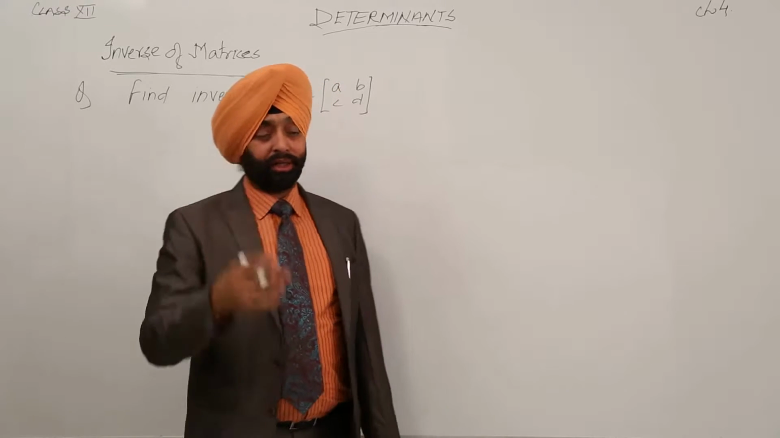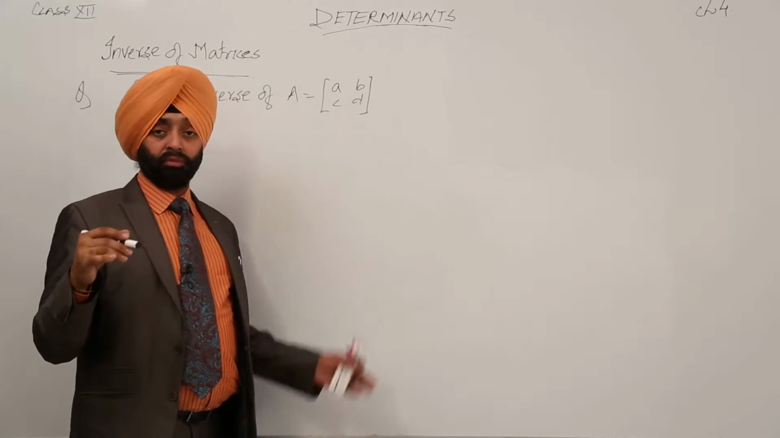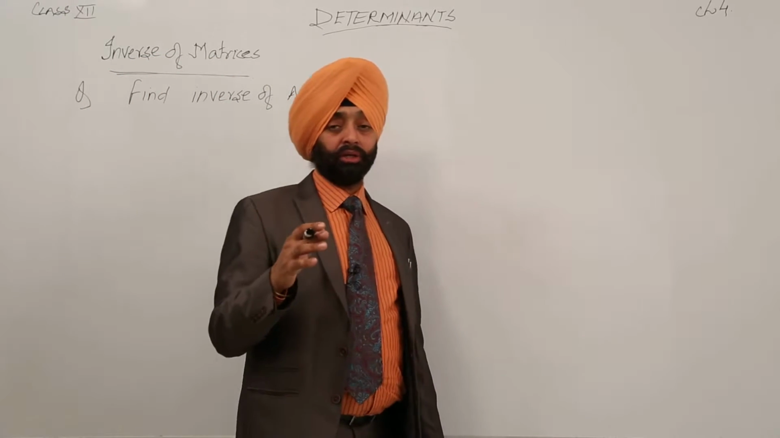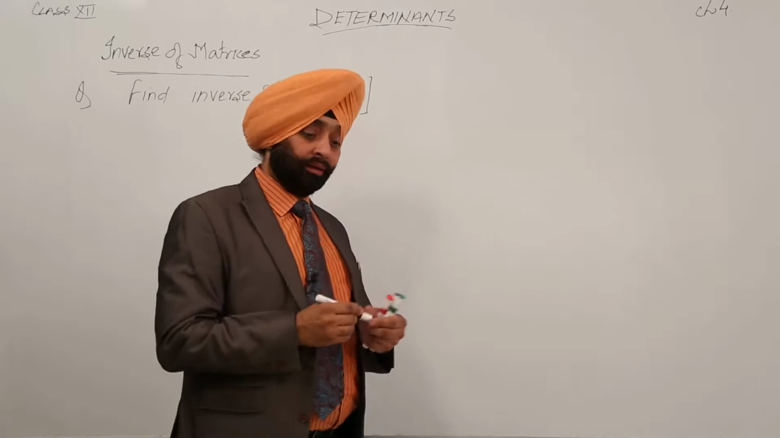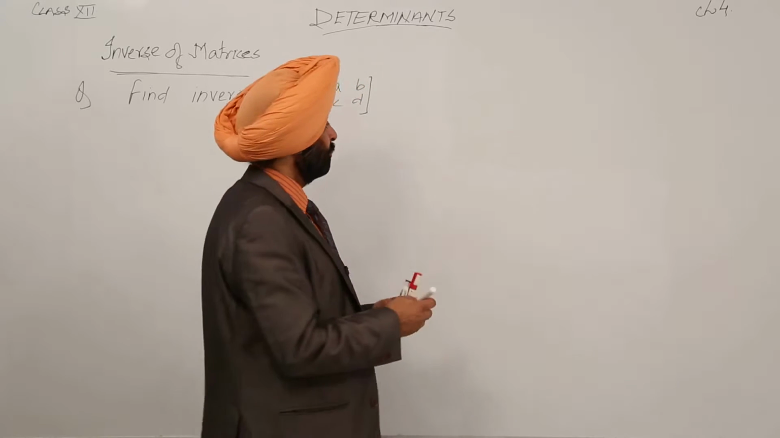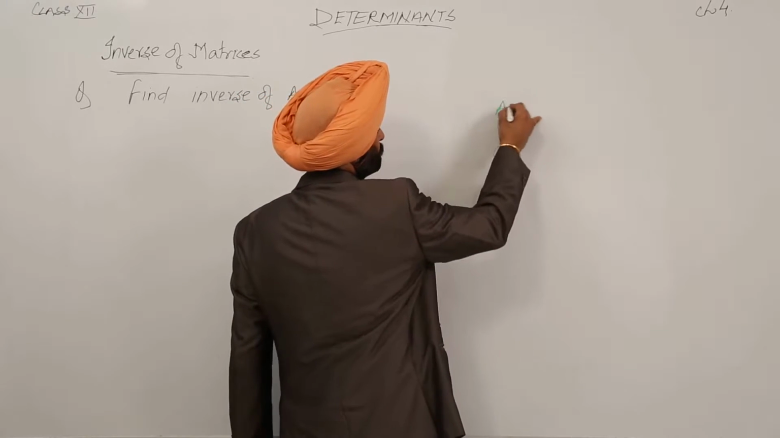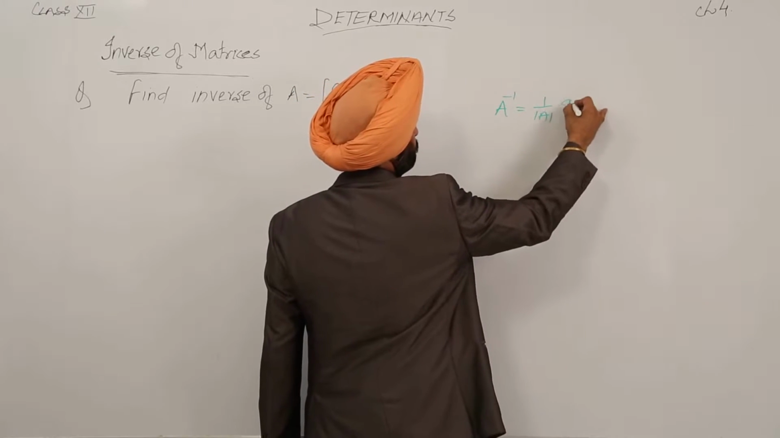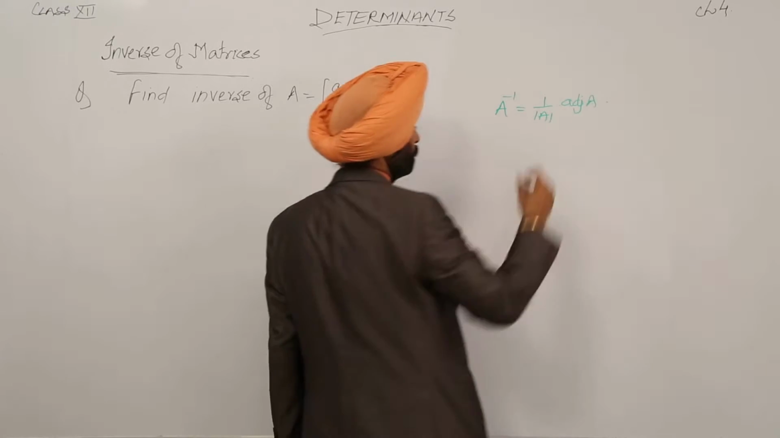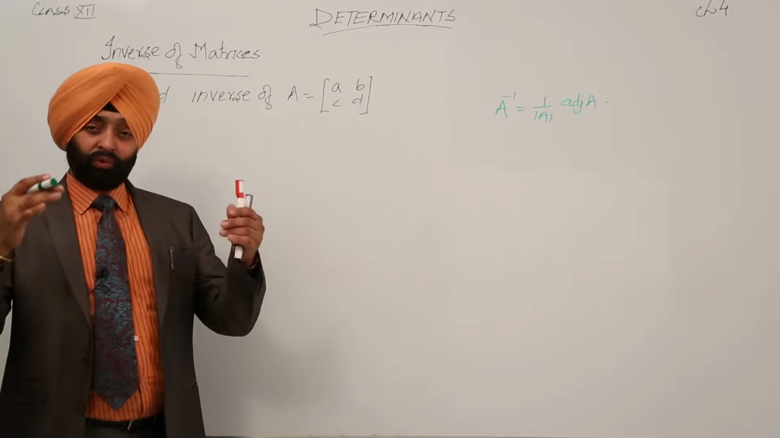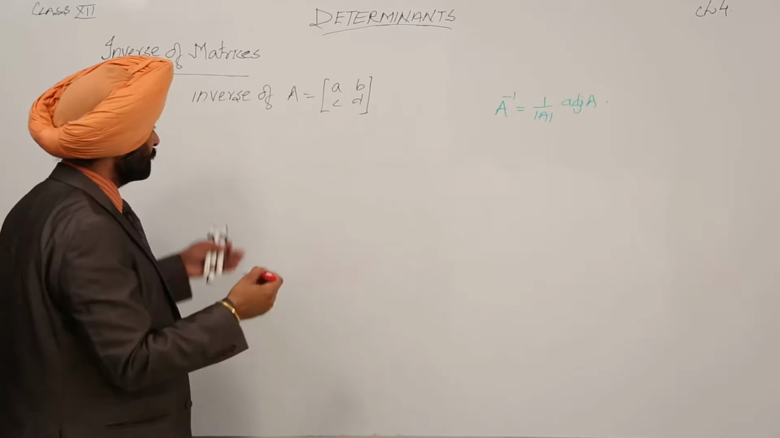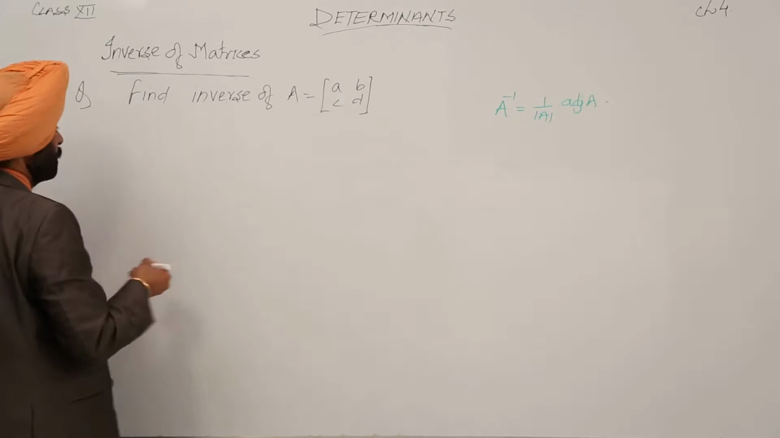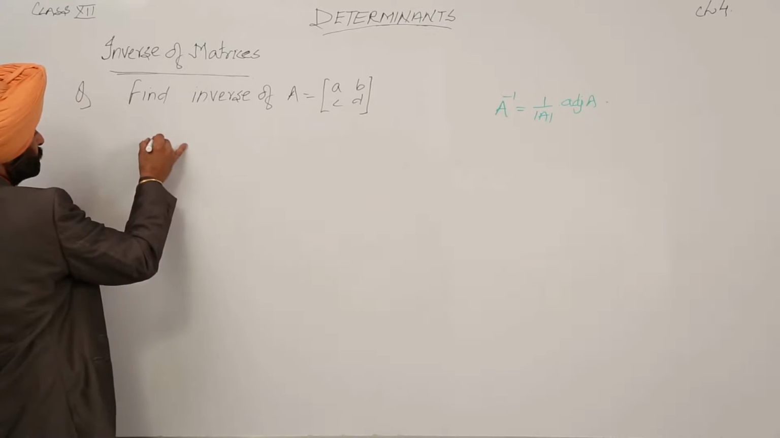Now we have learned that when the inverse exists, the first thing is that the matrix should not be singular. Then we have gone through a formula to find A inverse: A inverse is equal to 1 upon determinant of A into adjoint A. Now we have to follow some steps. This is a journal type of question, so we are going to write some steps for every question, and how we are going to proceed.